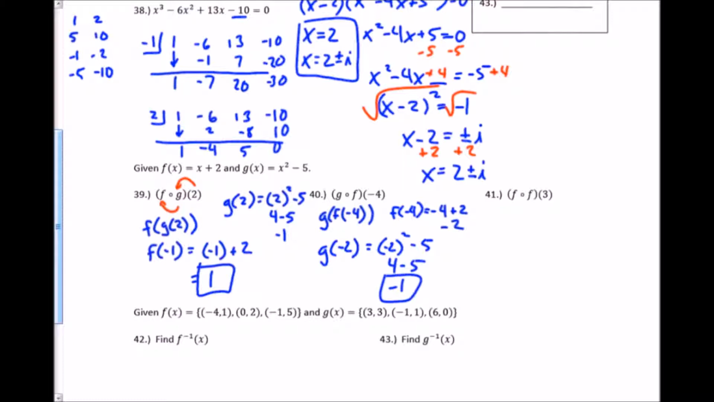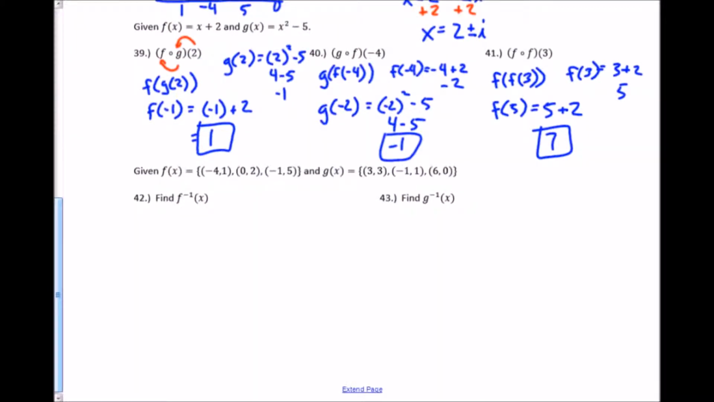And the next one is telling me to do f of f of 3. So I'm plugging the 3 into the f function, and then I'm plugging whatever that is into the f function again. So I'm doing f of 3, which is telling me to do 3 plus 2, which is 5. So now what I have is f of 5. So I'm going to plug that 5 into the f function, which gives me a 7. And that's it. It's just substitution multiple times.